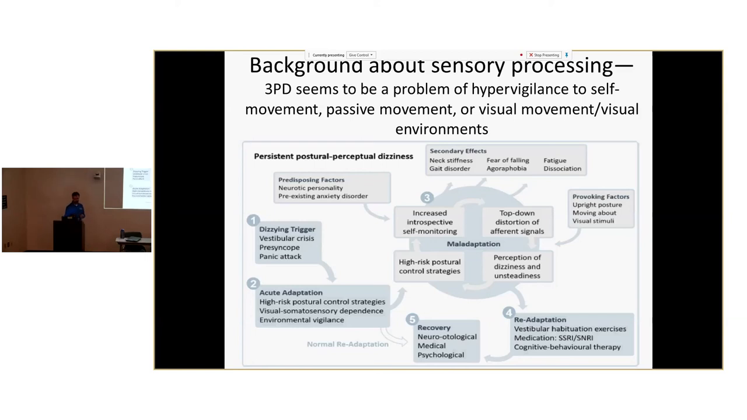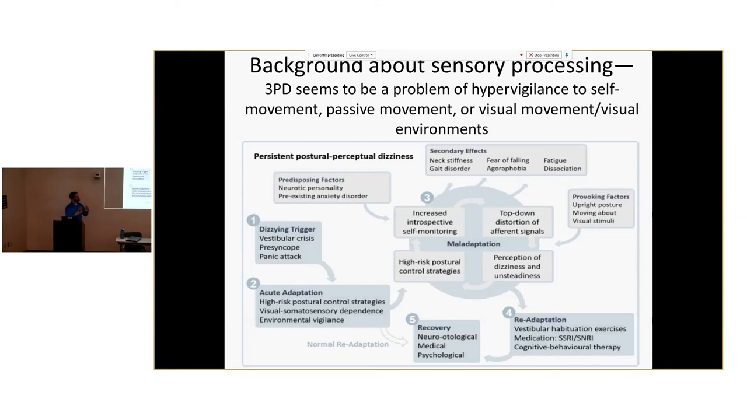Going through this diagram quickly, somebody has a trigger. That trigger is frequently a vestibular pathology, let's say positional vertigo or hypofunction, and that leads to some high-risk postural control strategies. So they're walking slower, they're somewhat rigid in their movements, they're very introspective, and they monitor their movements.